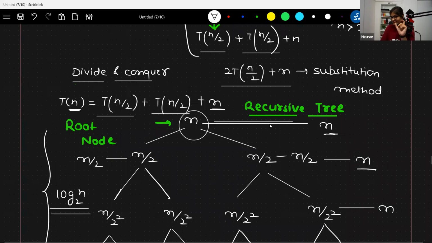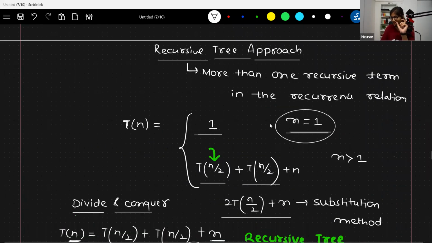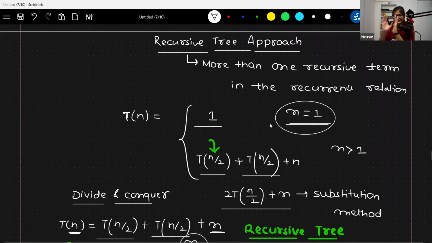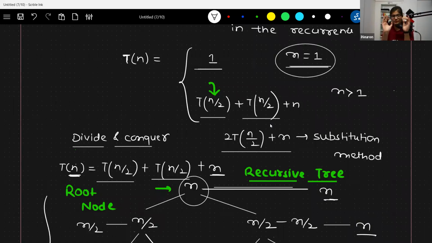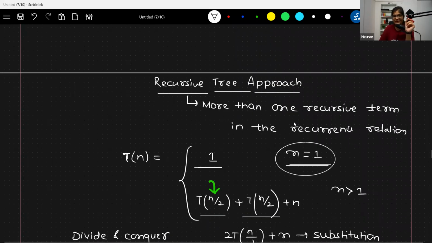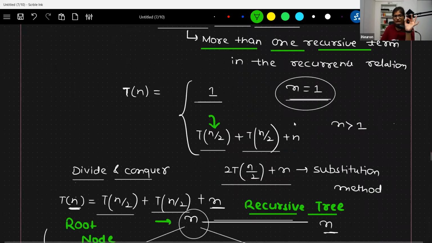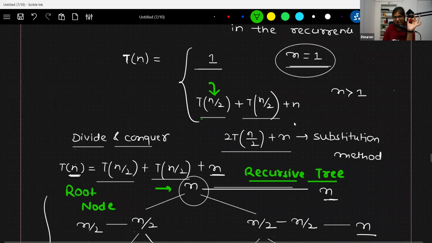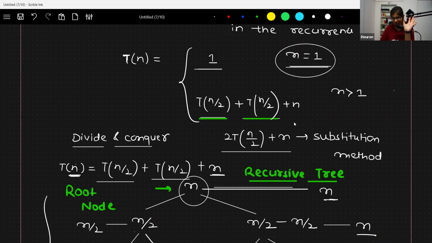Again, I'm explaining the same thing again. Please pay attention. First of all, what we have understood is that we should go for this recursive tree approach only when we have more than one recursive term. This is the very first point you need to understand. Here, if you observe, this is the first recursive term and this is the second recursive term that we have. That's why we can solve this question using the recursive tree method.